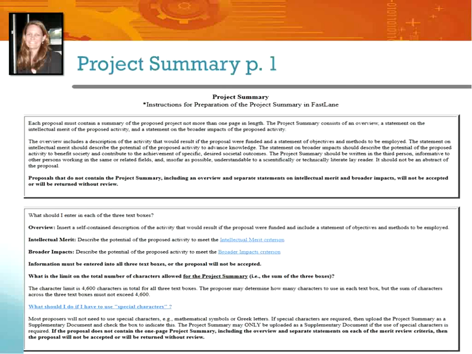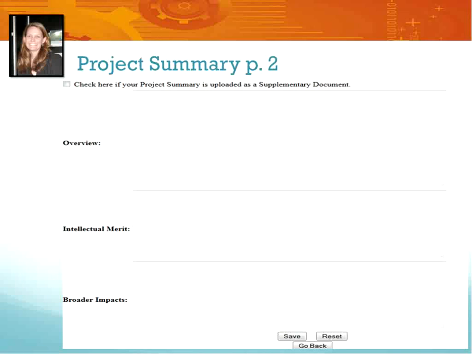I'd like to go over the project summary. What you see on your screen here are the actual instructions for getting your project summary into Fastlane. And this is essentially your project one-pager. It's a summary of your project and includes 3 parts. It includes an overview, intellectual merit, and broader impacts. And your proposal will not be accepted if it is submitted without a project summary or if the project summary is incomplete and does not address all 3 of these areas.